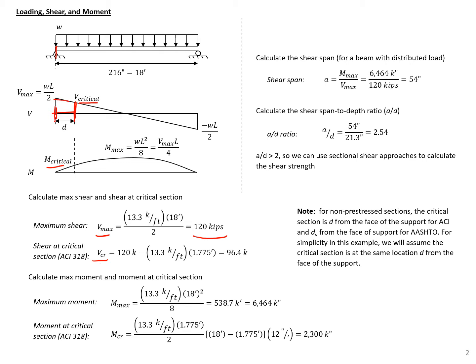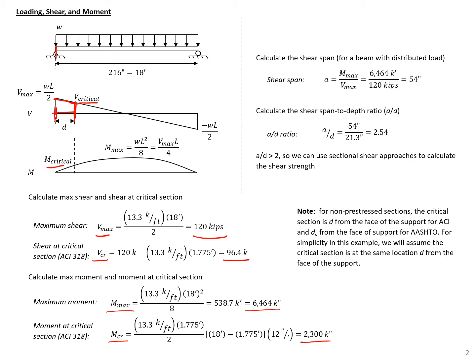We have a linear slope equal to our distributed load, so we can find our shear at critical equal to 96.4. We can also find our max moment and our moment at the critical section. So our max moment at midspan and our moment at the critical section of 2300 kips.